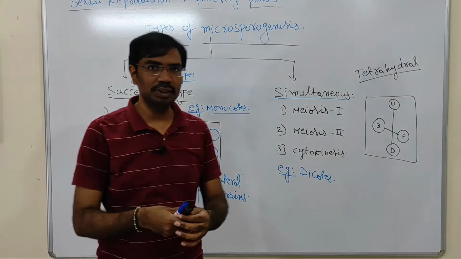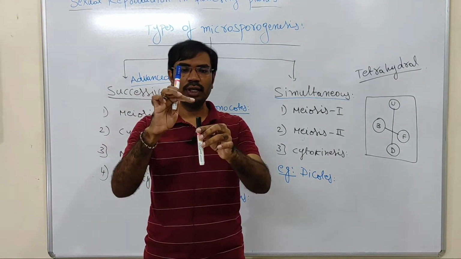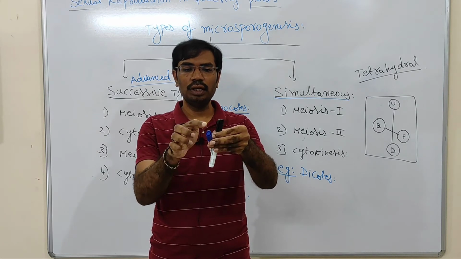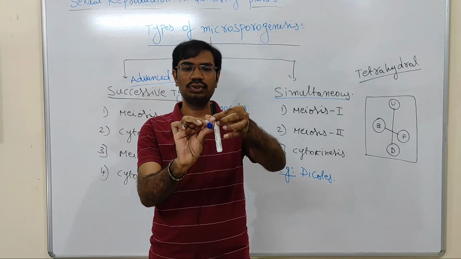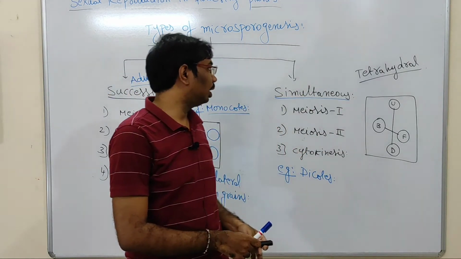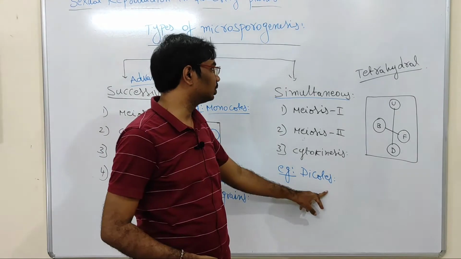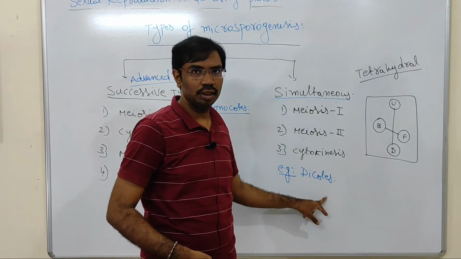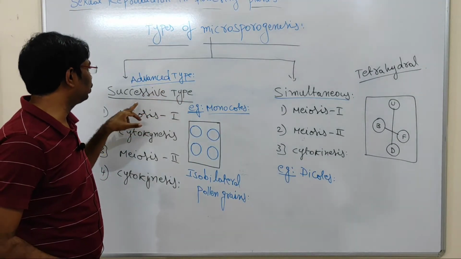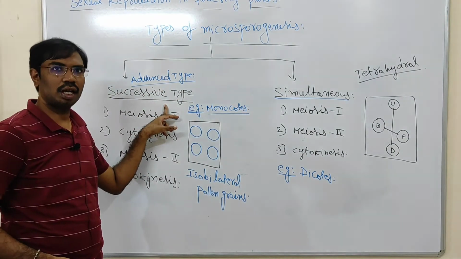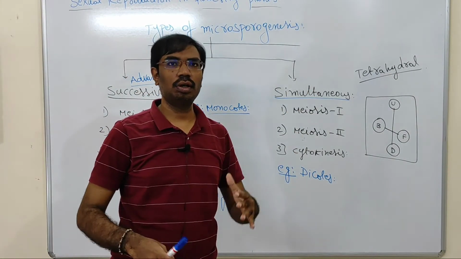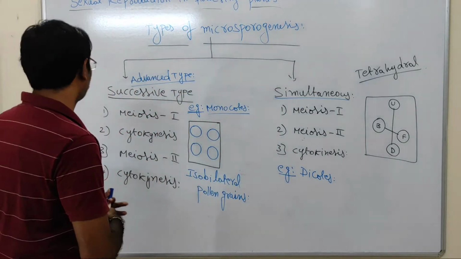So tetrahedral means like this. One pollen grain upside, one pollen grain downside, one pollen grain on the front side and one pollen grain on the back side. This kind of arrangement is called tetrahedral arrangement, and it is present in the dicots. This is the primitive type of microsporogenesis, and the advanced type of microsporogenesis is the successive type. So this is about the types of microsporogenesis.